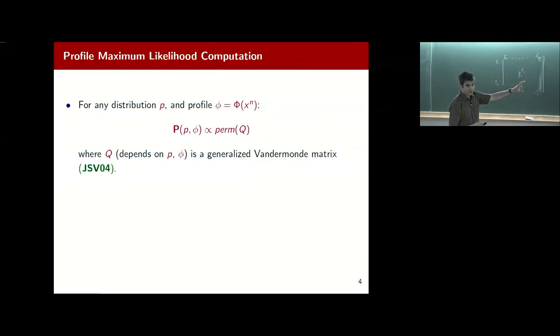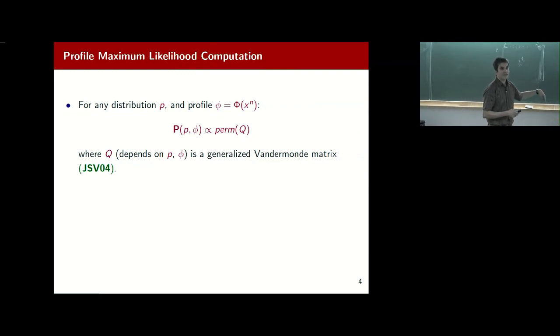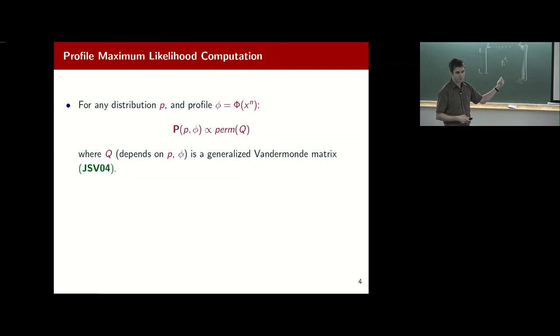But that's not good enough for us, right? We want to find that distribution P that optimizes this quantity, and just being able to estimate the permanent very well does not actually give us a solution to our problem.